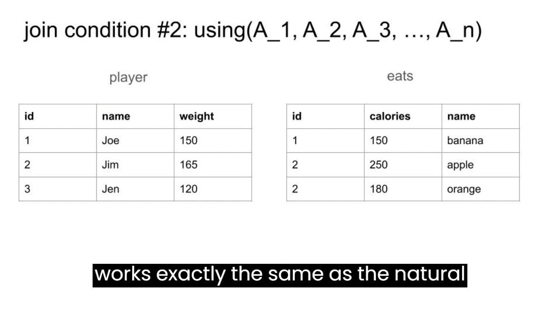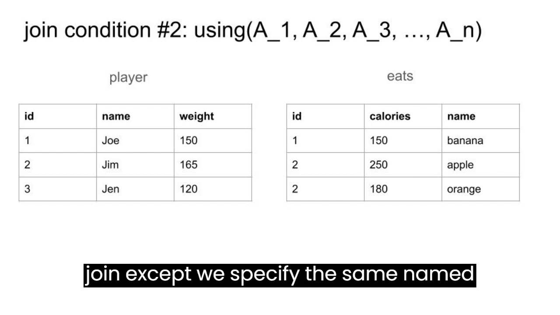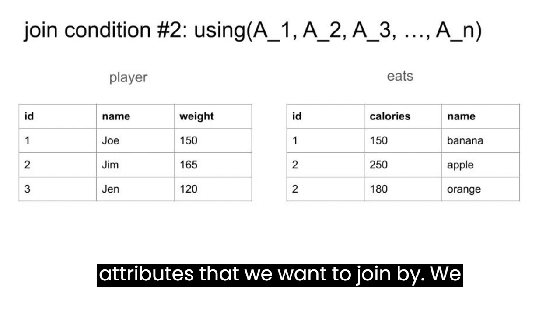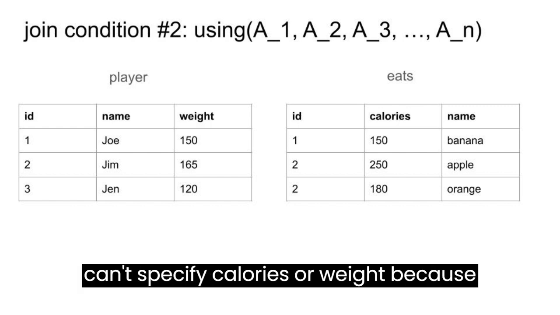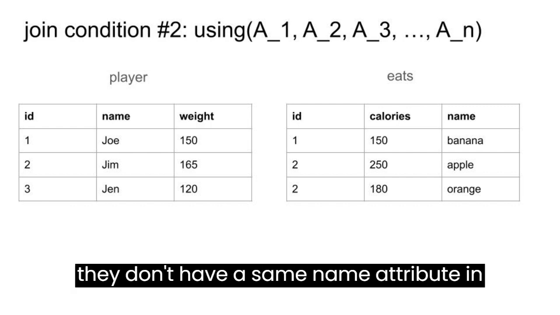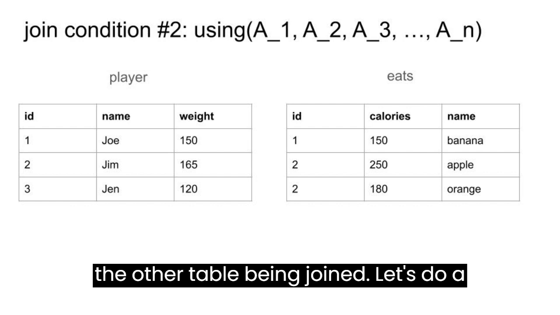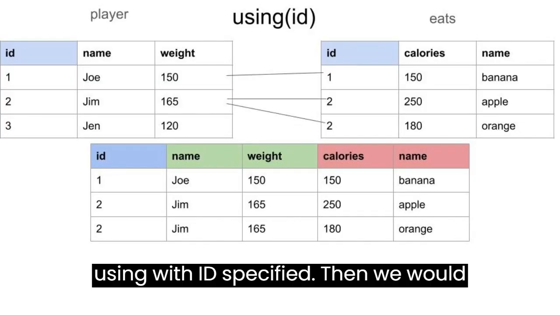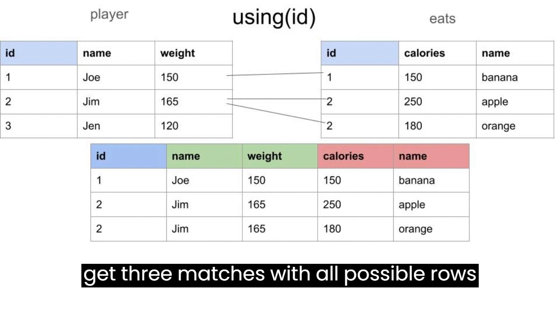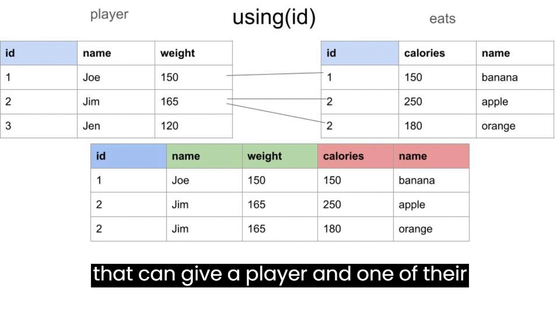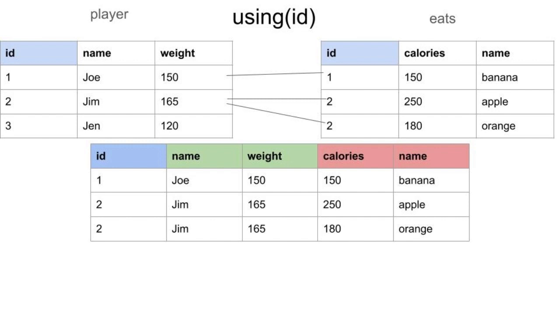This join condition works exactly the same as the natural join, except we specify the same-named attributes that we want to join by. We can't specify calories or weight, because they don't have a same-named attribute in the other table being joined. Let's do a using with ID specified. Then we would get 3 matches with all possible rows that can give a player and one of their eating records.